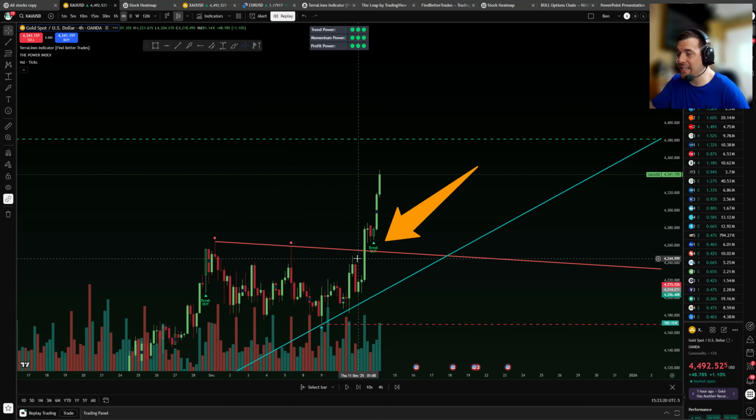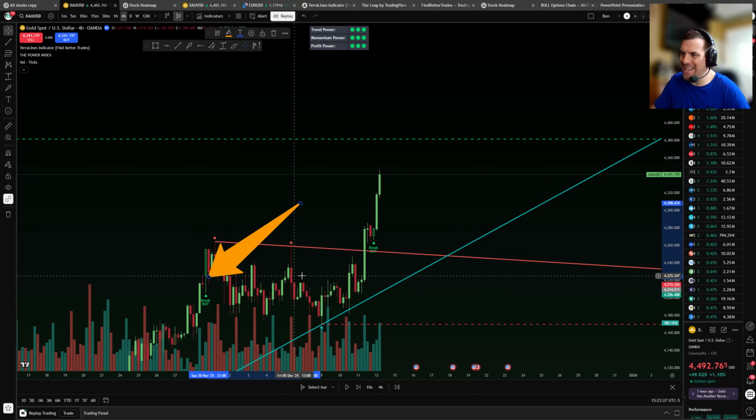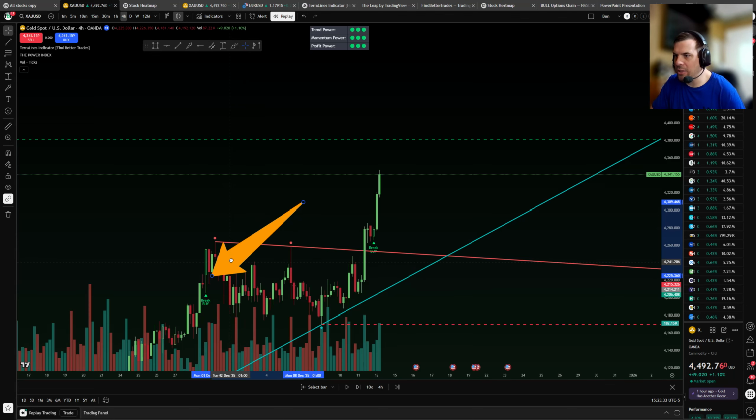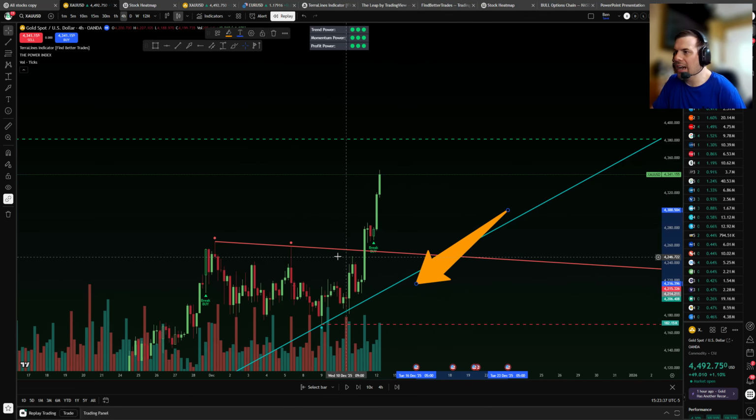I love this type of setup because it goes sideways for quite a bit of time. This was from Monday the 1st all the way to the 10th. So that's a 10-day sideways move. That's a lot of price action. That's a lot of decision making. Where's the next big run up going to be?